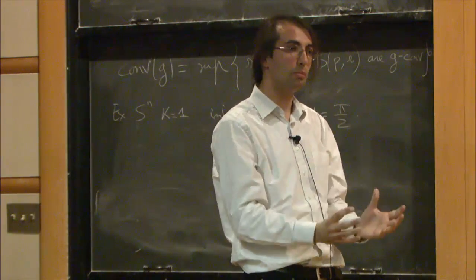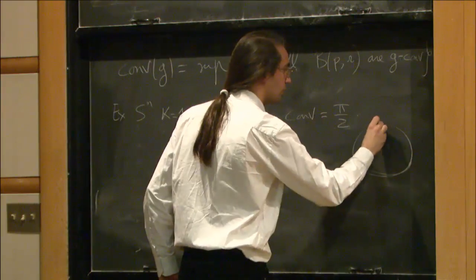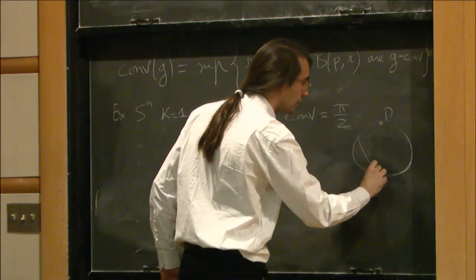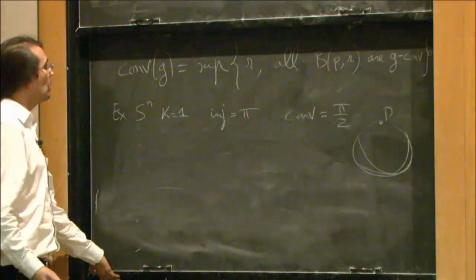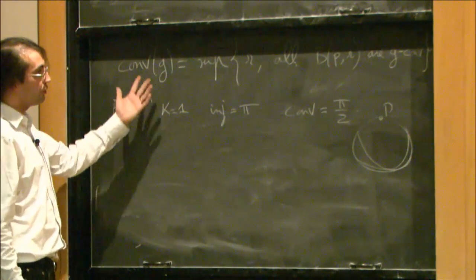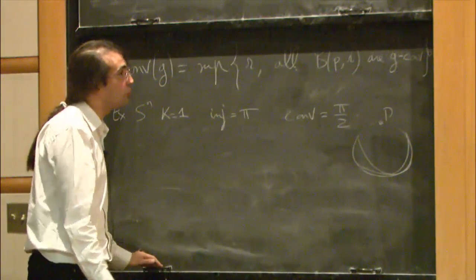But if you go beyond the equator, you get into this situation where, say, this is P, and there you have a great circle which is locally inside the ball around P. And so this is at least part of the relevance of this radius in Riemannian geometry.